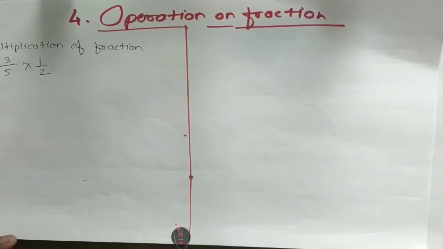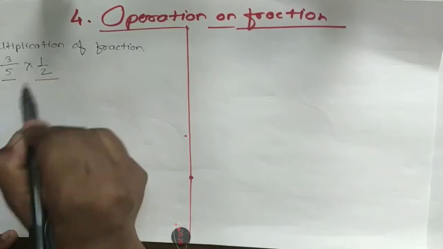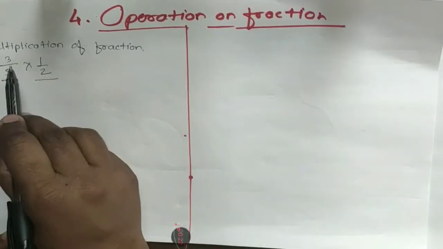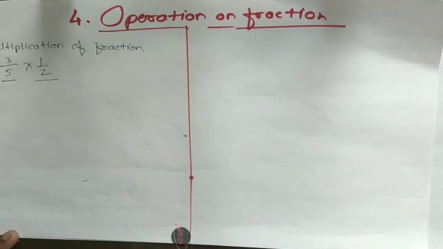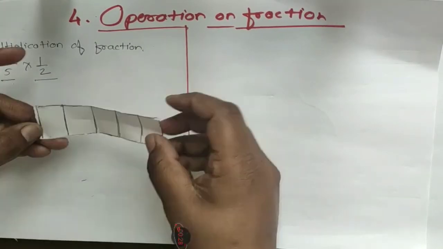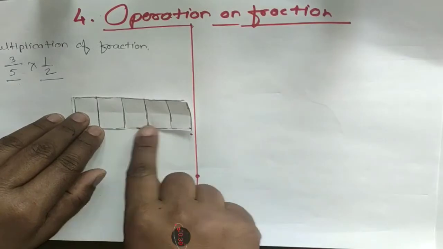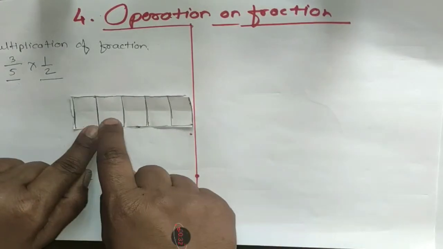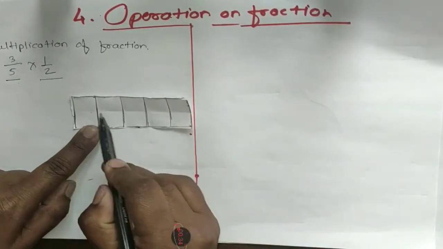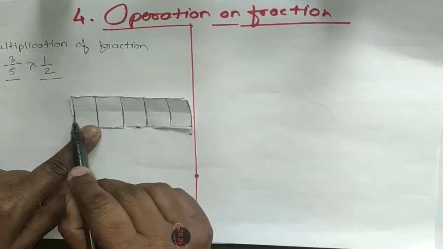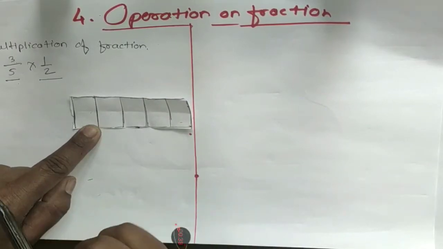See, we have to multiply 3 by 5 into 1 by 2. So first of all, we have to divide. This is a rectangular strip I have taken here, and I divide it into 5 parts. So how many parts are here? 1, 2, 3, 4, 5. These 5 equal parts.